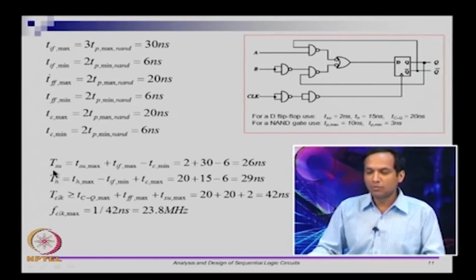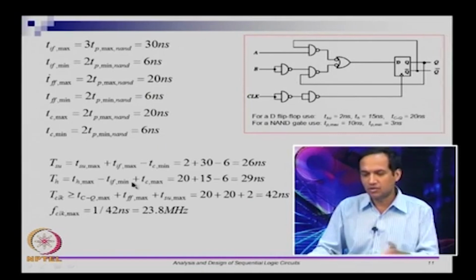If you look at the global setup time, it is TSU max plus TIF max minus TC min, this is just summation, 2 plus 30 minus 6 is 26 nanoseconds. The global hold time is TH max minus TIF min plus TC max, these are all just equations that I derived earlier, that is 29 nanoseconds.